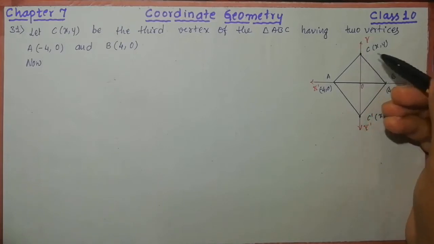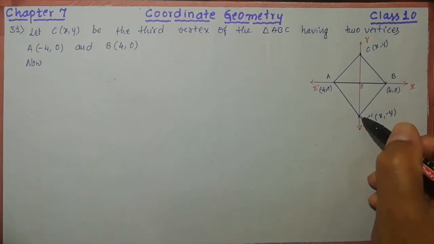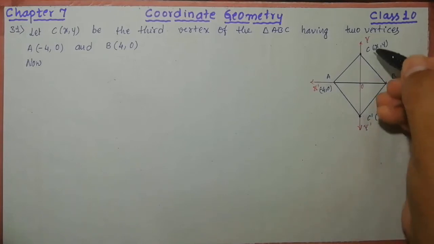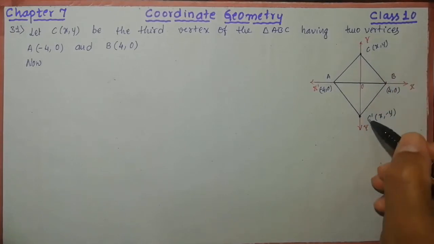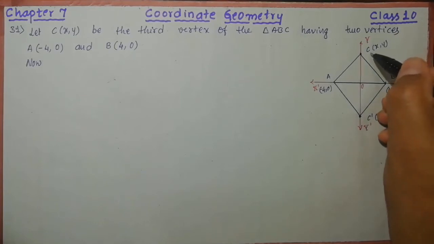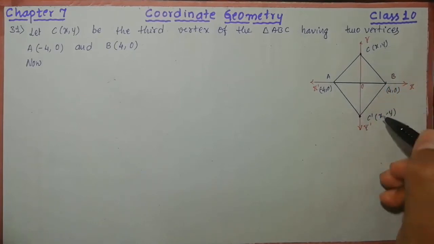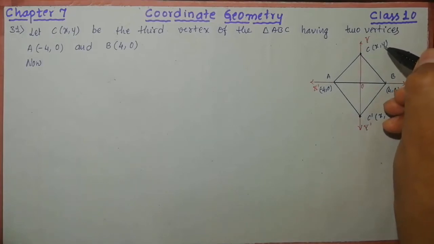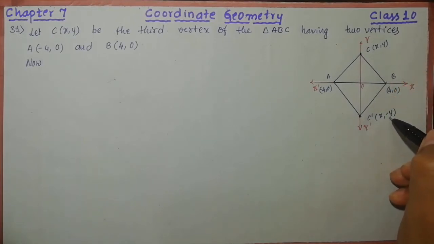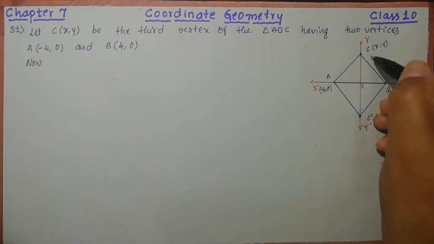And one more possibility is there, which I told you in the previous question. Maybe C is present also here. I'm going to take this one as C and this one as C dash. If its coordinates are x comma y, then its coordinates are x comma minus y. Whatever you have written here, if it's negative, you have to write it like that. But I'm going to find this one.